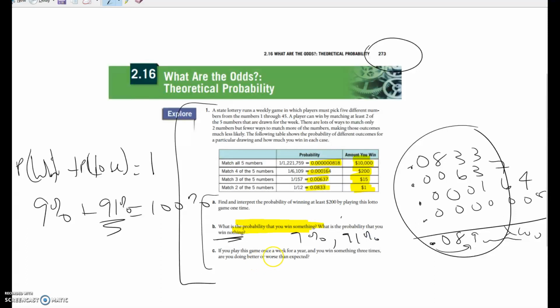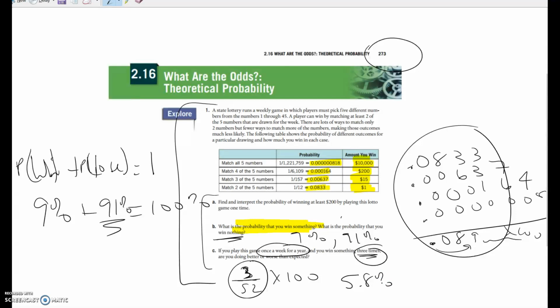Okay, if you play this game once a week for a year and you win something 3 times, are you doing better or worse than expected? All right. So you win 3 times and you play what? Once a week for a year. So you play 52 times and you actually win 3 of those 52 times. And again, you can have probability in fraction form, or decimal form, or percent. So we'll do a percent this time. So divide, multiply by 100. So that would be about 5.8%.